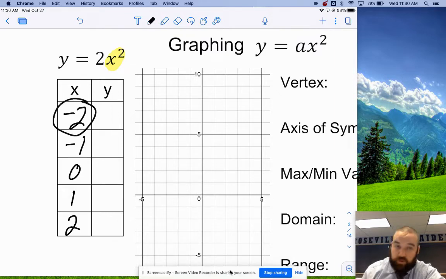So what is this number squared? Well, -2 squared is 4. Double it, or multiply that by 2, and we get 8.